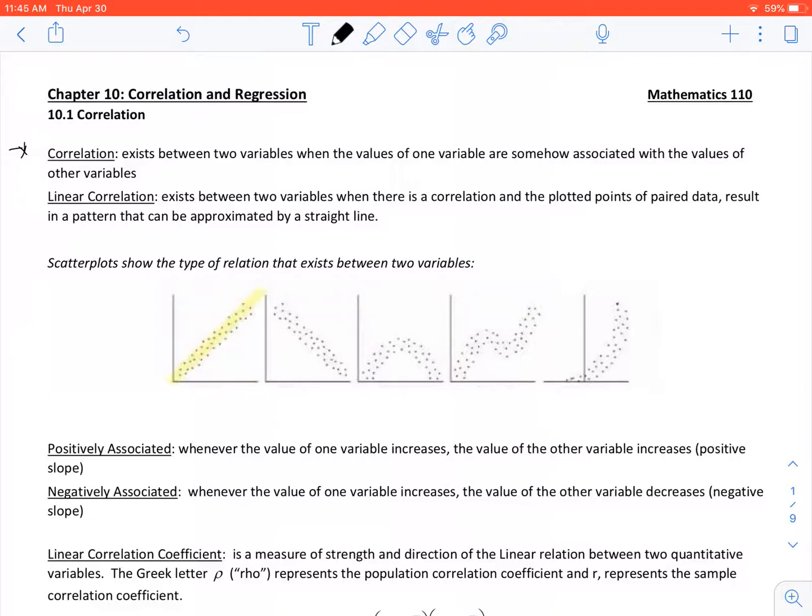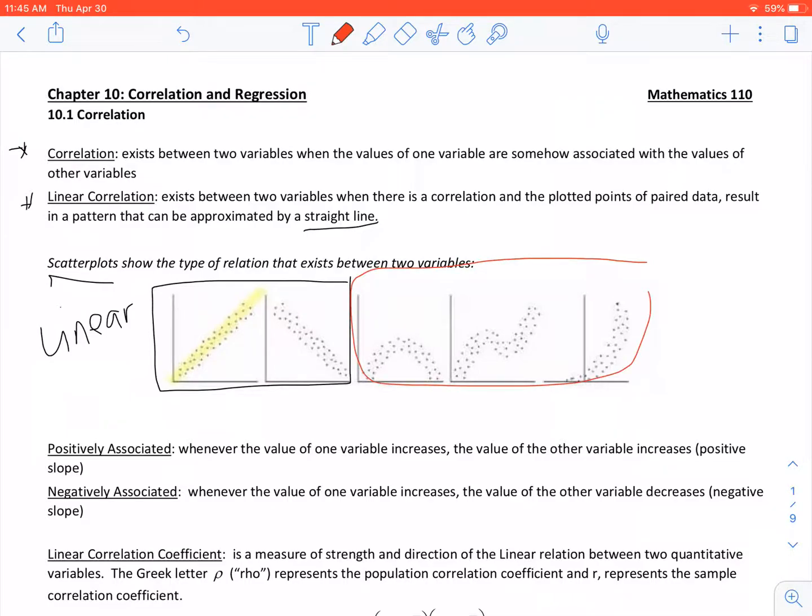What we'll be dealing with is linear correlation. This exists between two variables when there is a correlation and the plotted points of the paired data result in a pattern that can be approximated by a straight line. Scatter plots show these different types of relationships that we have. The first two that we have on here are linear. And these other three are examples of non-linear. We will not be studying those kinds of correlations in this class. We only deal with linear correlations.